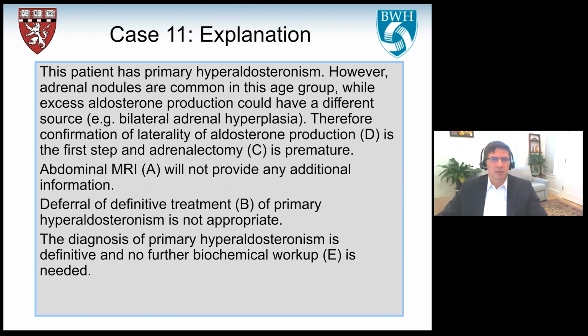The patient has primary aldosteronism. However, adrenal nodules are common in this age group, while excess aldosterone production could have a different source, such as bilateral adrenal hyperplasia. Therefore, confirmation of laterality of aldosterone production is the first step, and adrenalectomy is premature. Abdominal MRI will not provide any additional information. Deferral of definitive treatment of primary hyperaldosteronism is not appropriate. The diagnosis of primary hyperaldosteronism is definitive and no further biochemical workup is needed.